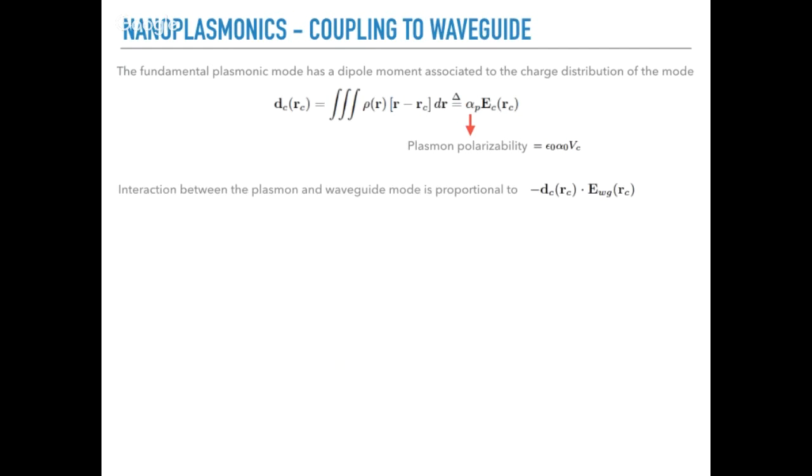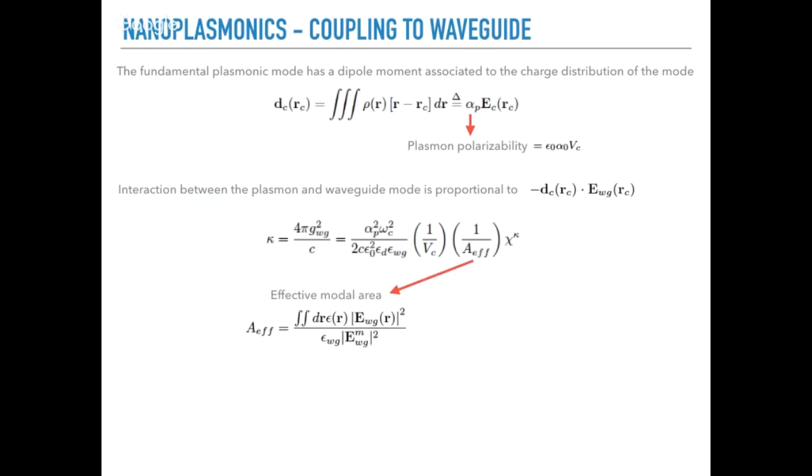which is, as most of you know, the interaction between a dipole and an electric field, just given by the dot product of your dipole moment and the electric field of the waveguide. So this is your waveguide mode. For a single mode waveguide, it will typically be a TE mode. And one can show, again after some calculation, that the coupling constant, so that decay rate which pops up in our master equation, has this functional form.